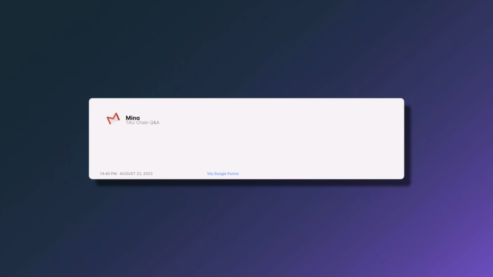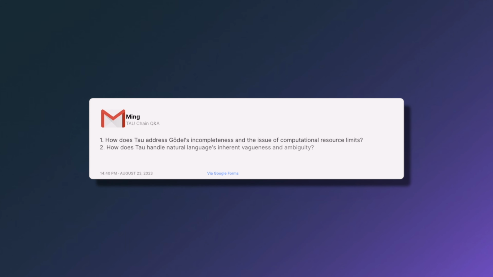All right, the first question is from Ming, and they've got two questions actually. The first question is, how does Tau deal with Gödel's incompleteness? That for sufficiently complex systems, there will always be statements that cannot be proven or disproven within the system. Even if a question could theoretically be answered by the system, the computational resources required might be prohibitive.